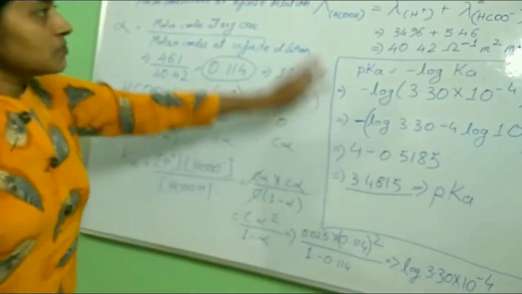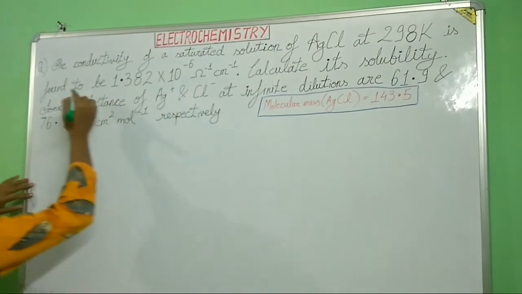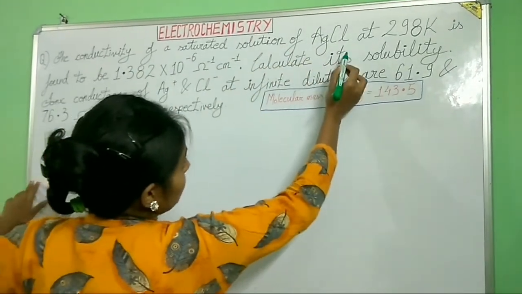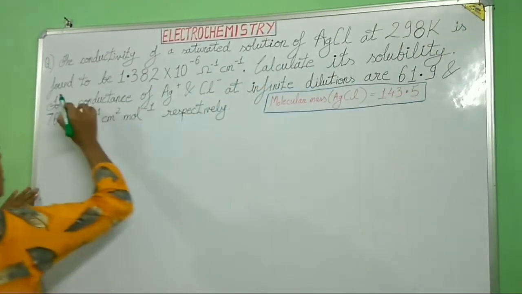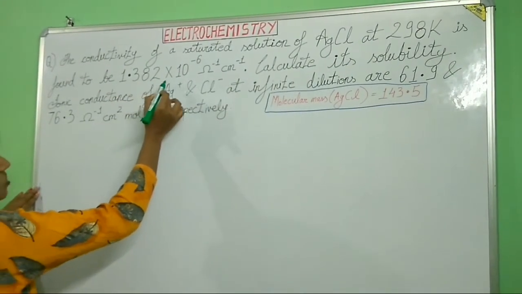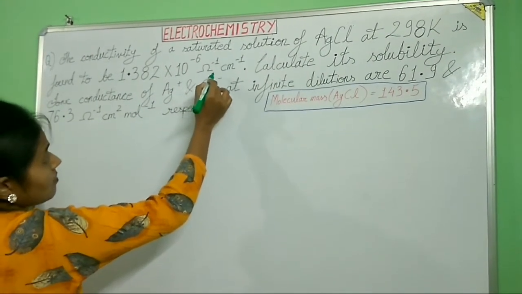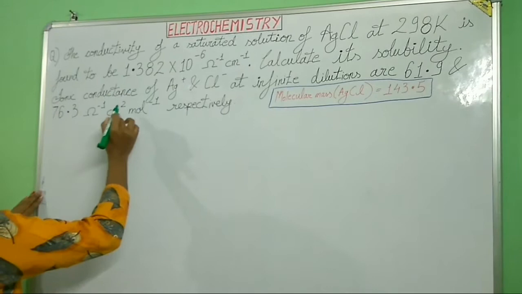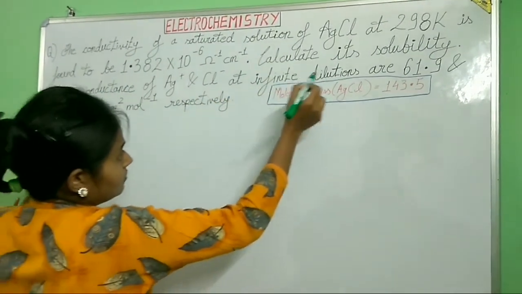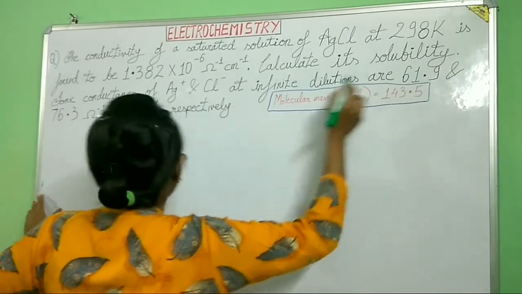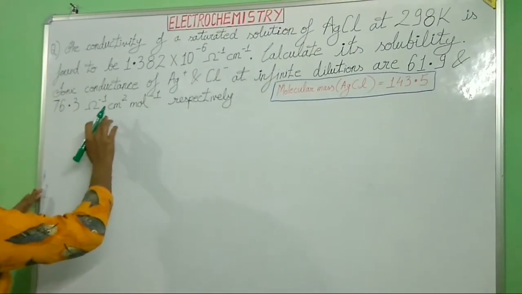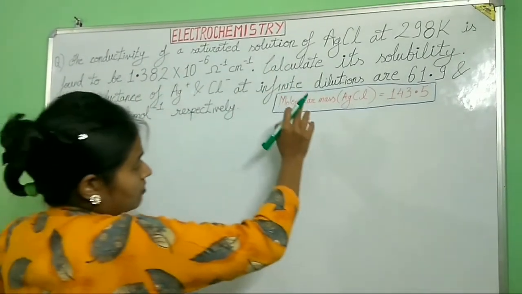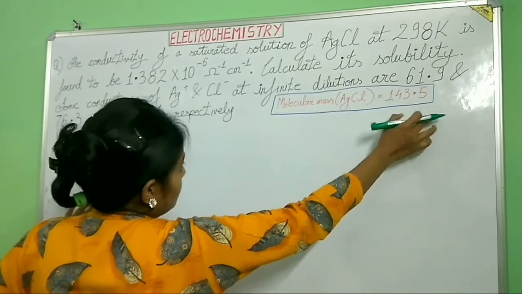Okay. Now, let's move to the next question. So, the next question is, the conductivity of a saturated solution of silver chloride at 298 Kelvin is found to be 1.382 into 10 to the power minus 6 per ohm per centimeter. Calculate its solubility. Ionic conductance of Ag plus and Cl minus at infinite dilutions are 61.9 and 76.3 ohm minus 1 centimeter square mole minus 1 respectively. And the molecular mass of AgCl is also given, 143.5.